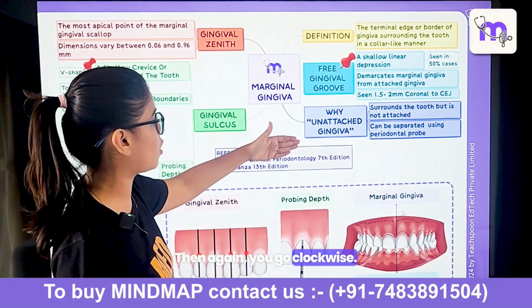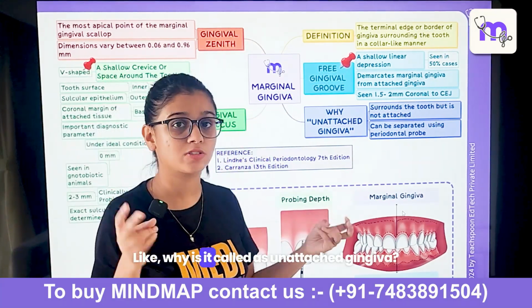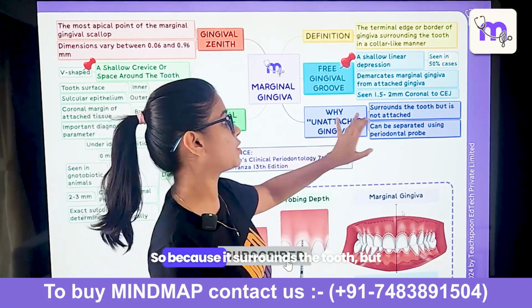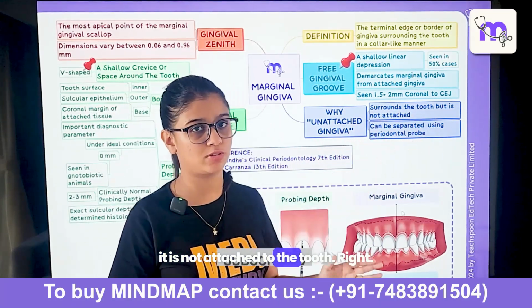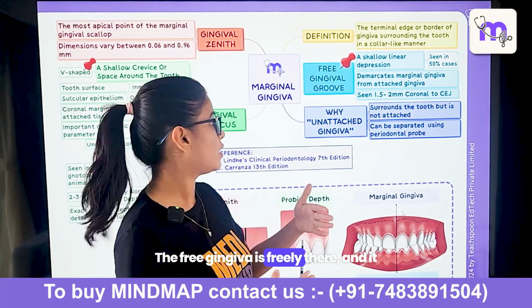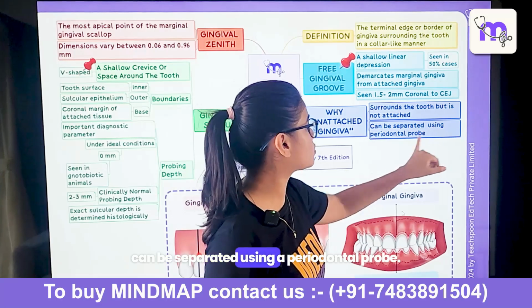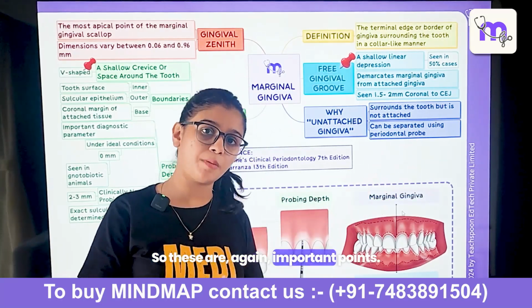Then again, you go clockwise, like why unattached? Like why is it called as unattached gingiva? So because it surrounds the tooth, but it is not attached to the tooth, right? The free gingiva is freely there, and it can be separated using a periodontal probe. So these are again important points.